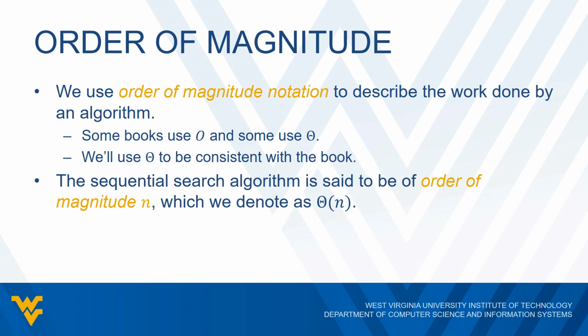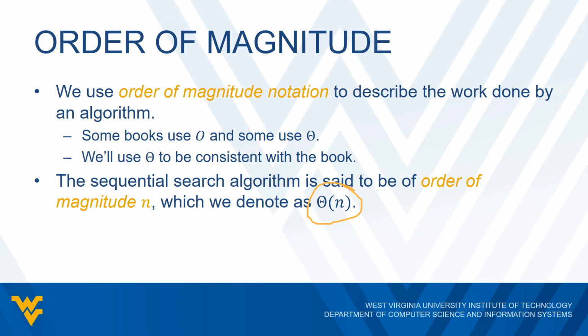Now, for the sequential search algorithm, we mentioned before that if we have an input of size n, the number of comparisons is also n. That means that this algorithm is said to be of order of magnitude n. So we denote that as theta of n. So notice the parentheses around here. So we're talking about this part right here is our notation. So we just say theta, open parentheses, n, and then close parenthesis. So this tells us that the algorithm is of order of magnitude n.